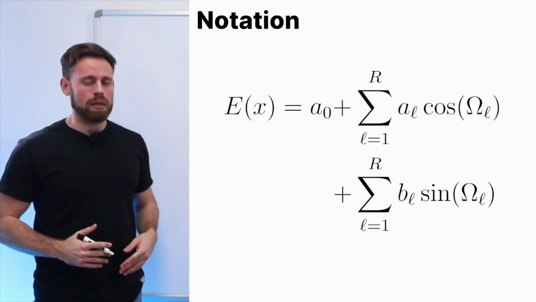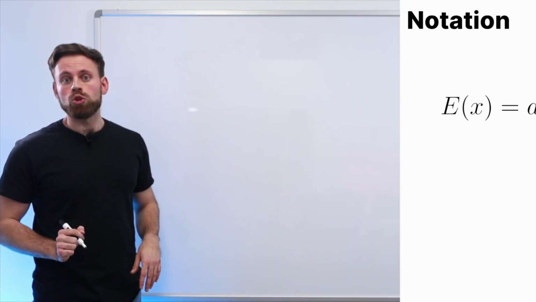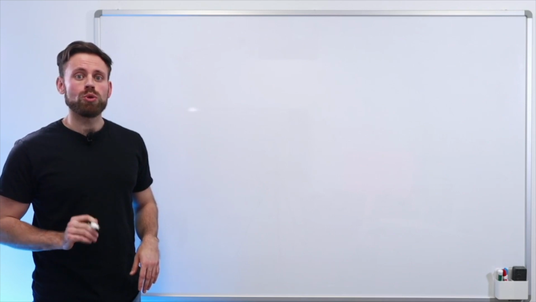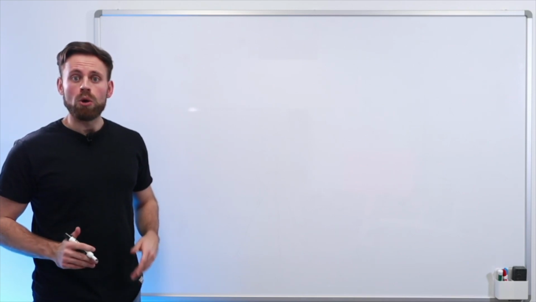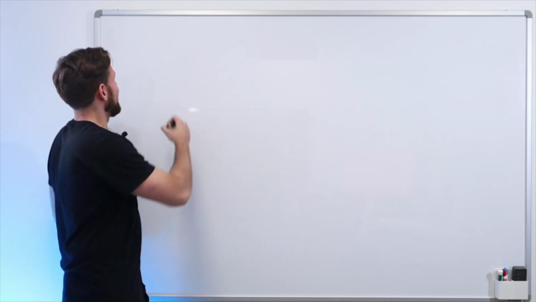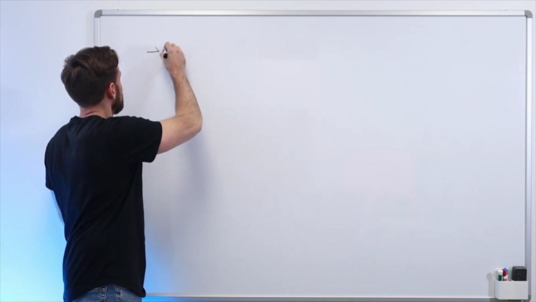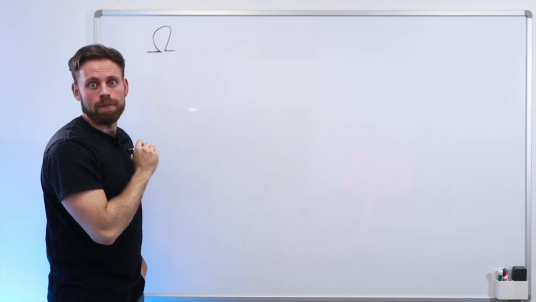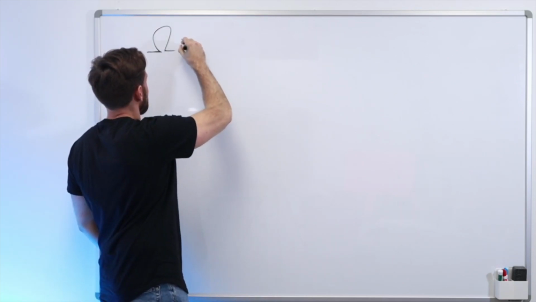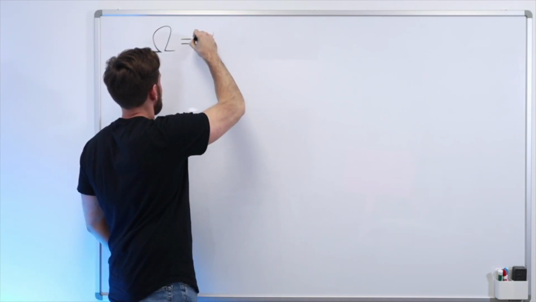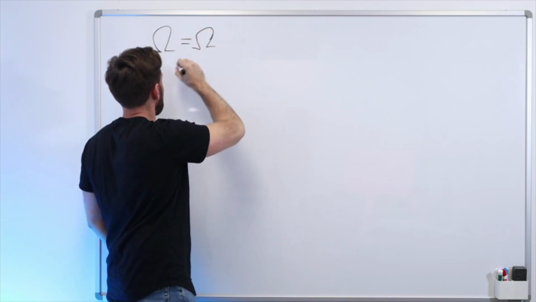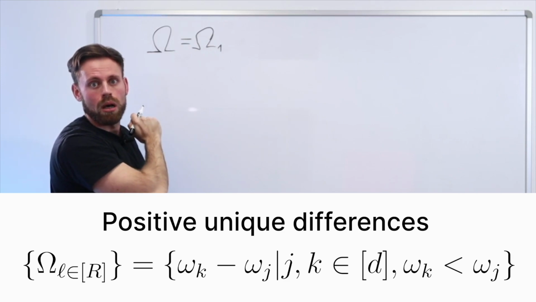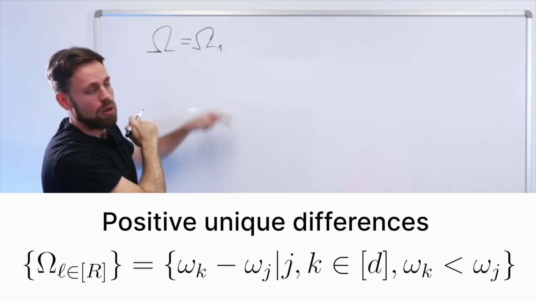What is special about quantum gates that admit the two-term parameter shift rule is that they will have at most two unique eigenvalues. What this means in practice is that they will have a single positive unique difference when we create the positive unique differences for the gates. So what we can write is that there is going to be a single uppercase omega such that this uppercase omega is going to be equal to omega 1.